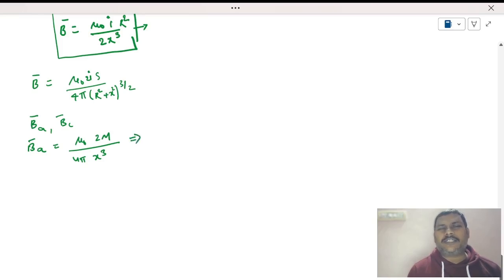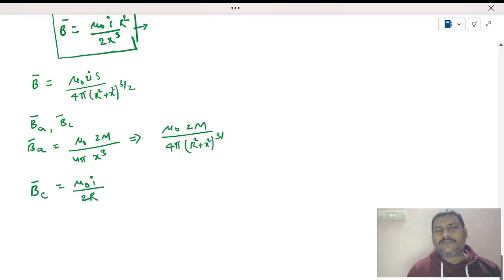This is for x distance, x not infinity. So this I can change into mu naught into 2m by 4 pi into (R square plus x square) whole power 3 by 2. Earlier I neglected R square because x is very greater than R. Now B center, B at the center, is equal to mu naught I by 2R, since x equals 0 at the center. Now I change this into IS, where m is equal to IS by 2 pi. R square if you take common, R cube will come out into (1 plus x square by R square) whole power 3 by 2.